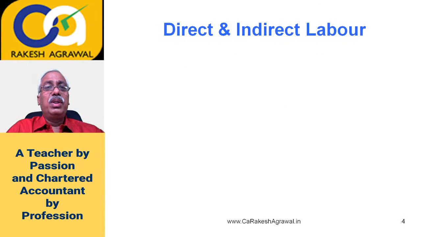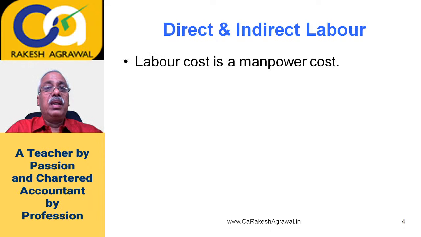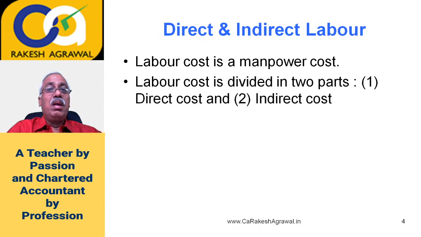First of all, let's go to the classification of direct and indirect labor. I had dealt with this classification on day 1 also, if you remember. All cost, that is material, labor and expenses, we had divided in 2 parts, direct and indirect. Similarly, labor cost will get divided in 2 parts, direct and indirect labor. Labor cost is a manpower cost first of all, that is the salaries and wages to employees, as I have already told you. Labor cost is divided in 2 parts, that is direct labor cost and indirect labor cost.